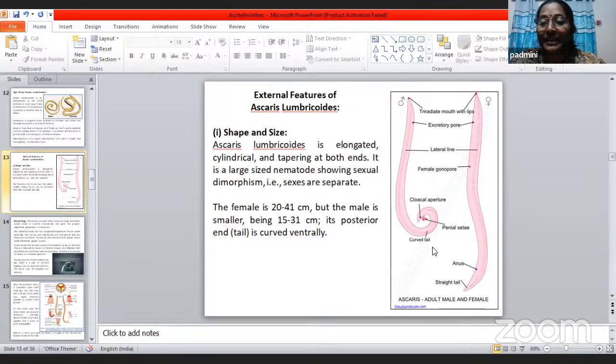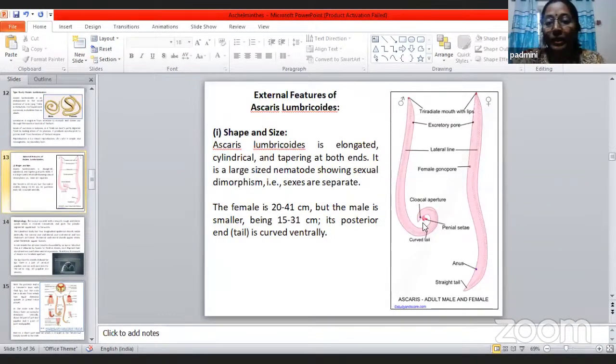And how do you differentiate? We told you that the male and the female can be differentiated very easily. How can you differentiate? The male's tail is always curved. So you can see the tail region is always curved like that, whereas in a female, it is straight. So the moment you see the worms, if it is curved, you're going to say that it is a male, and if it is straight, you're going to say that's a female. So that is dimorphism, what we are talking about.